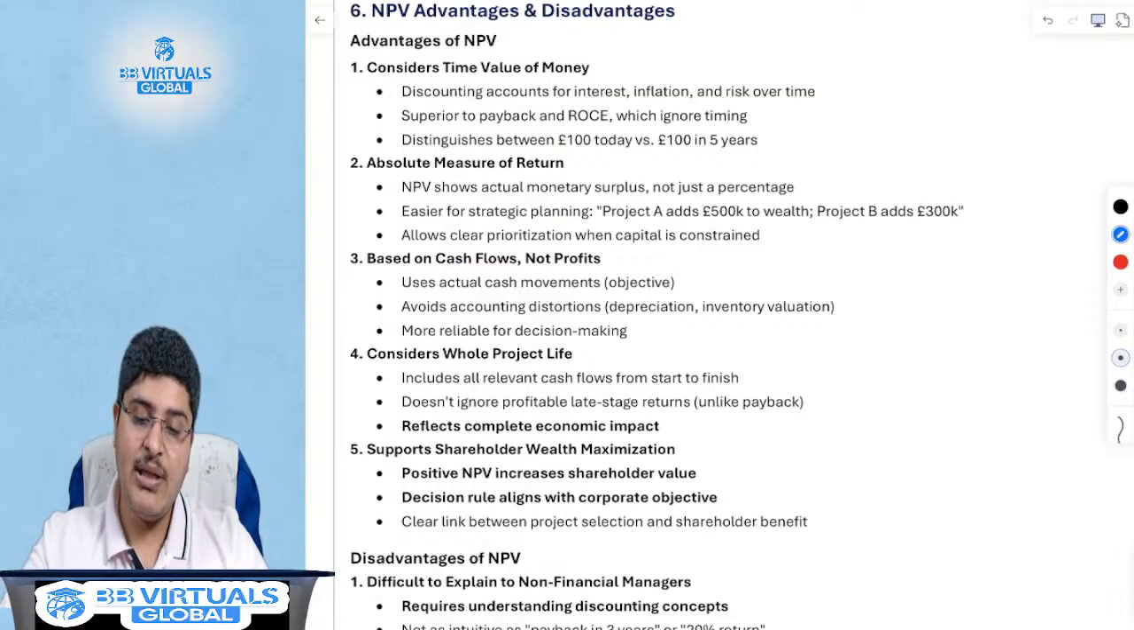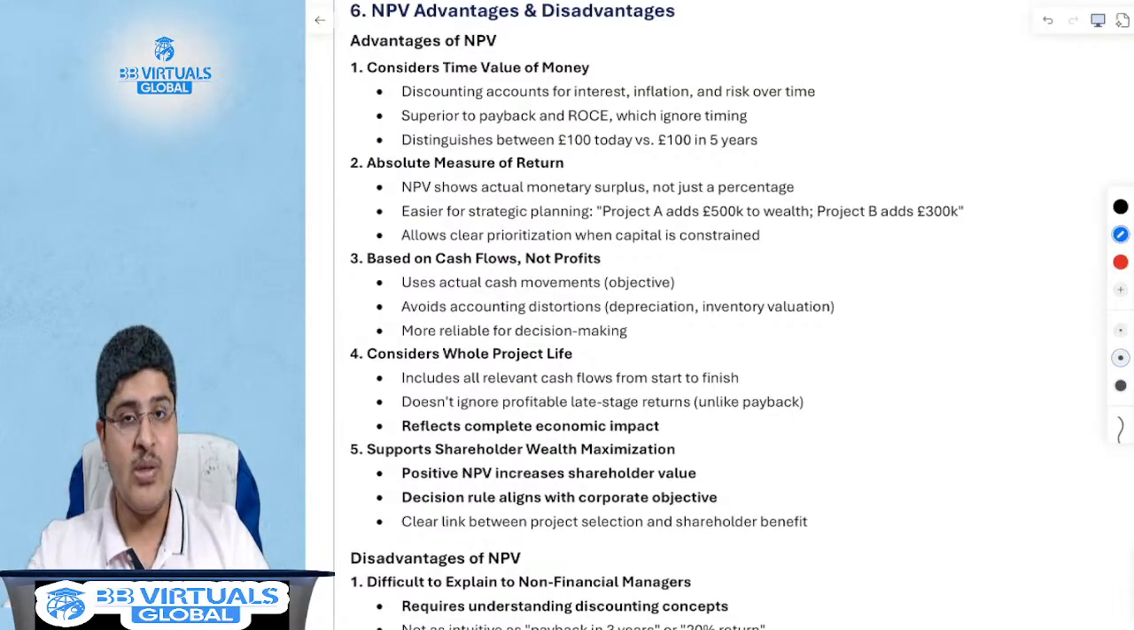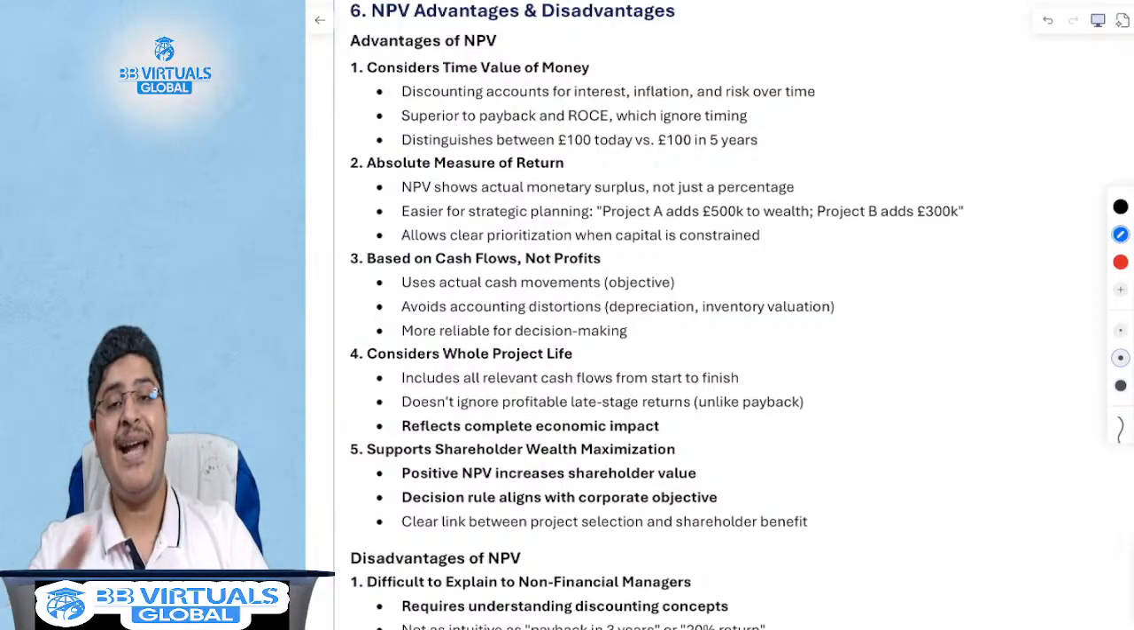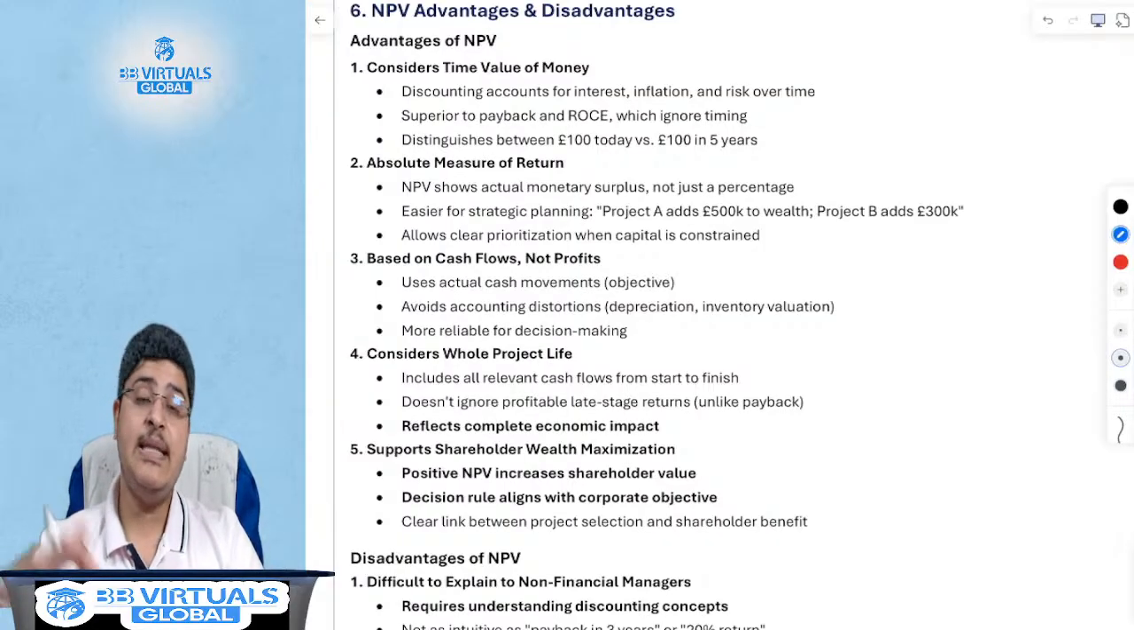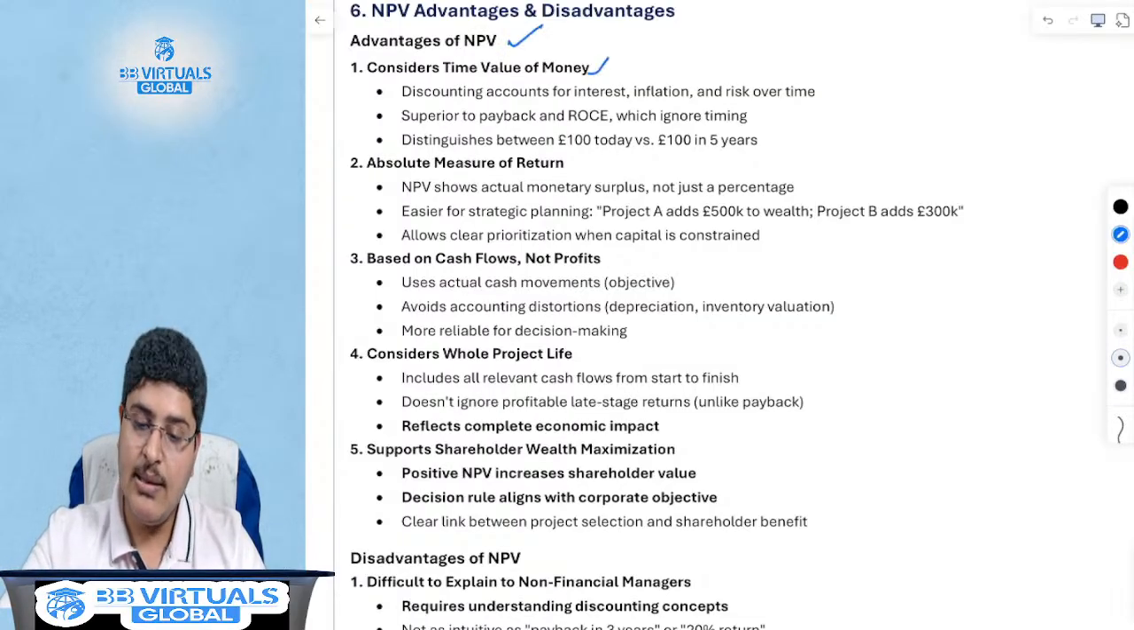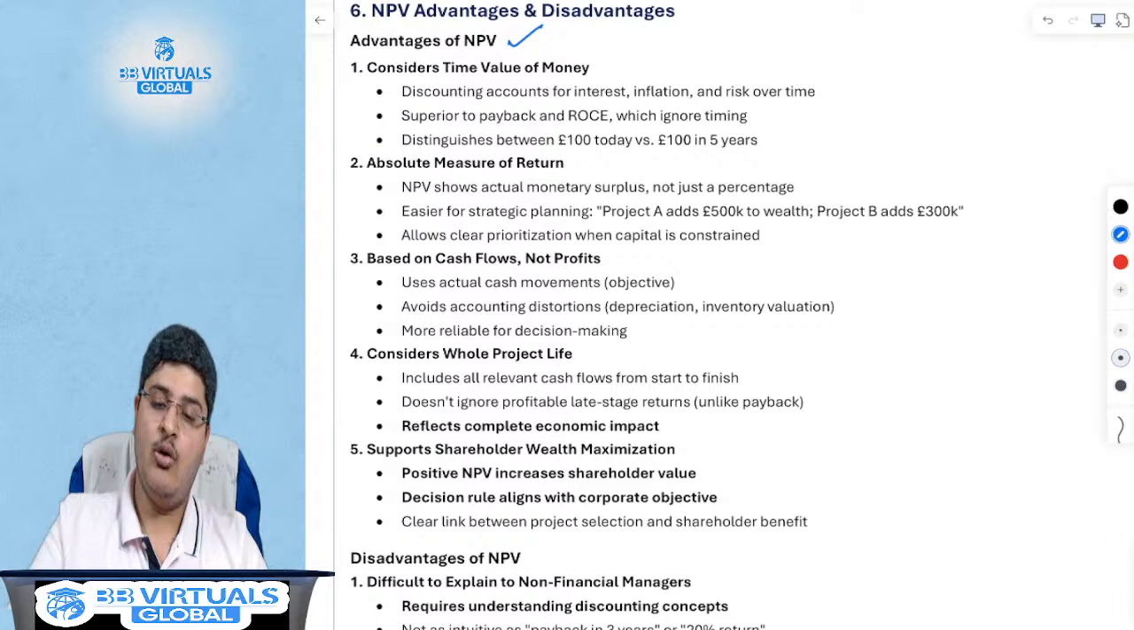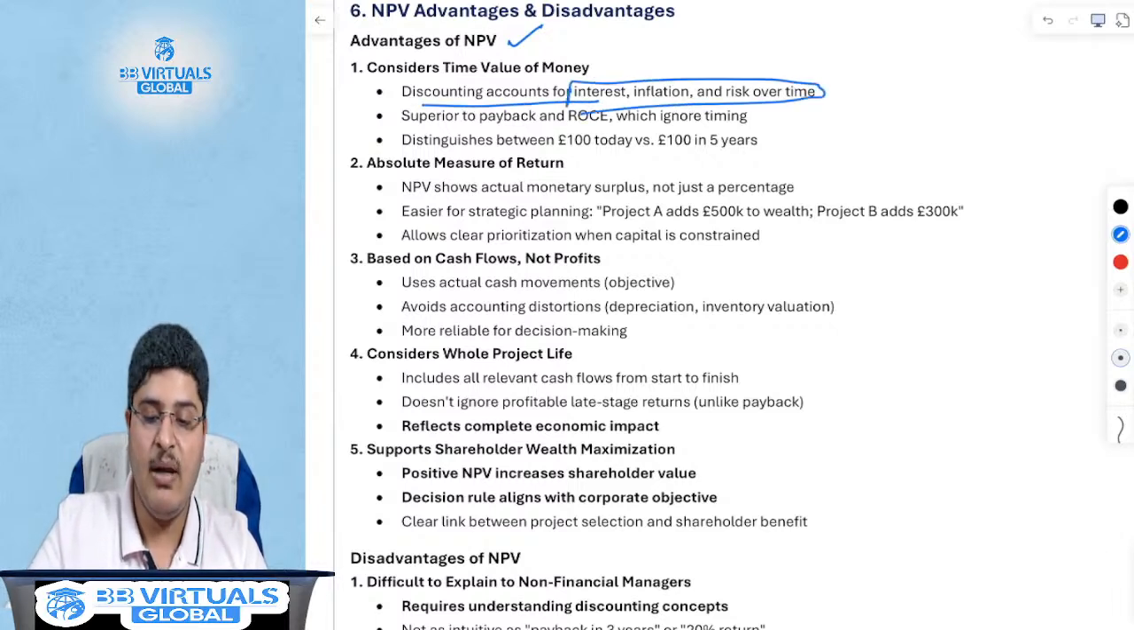The advantage is that, if you remember, the ROCE and the payback period both had this one disadvantage, which is they do not make use of the time value of money. But NPV considers the time value of money. It considers the fact that money today is worth more than money tomorrow, and hence it discounts. If you remember, what were the three factors in time value of money? Interest, inflation, and risk. And hence it is superior to payback and ROCE.